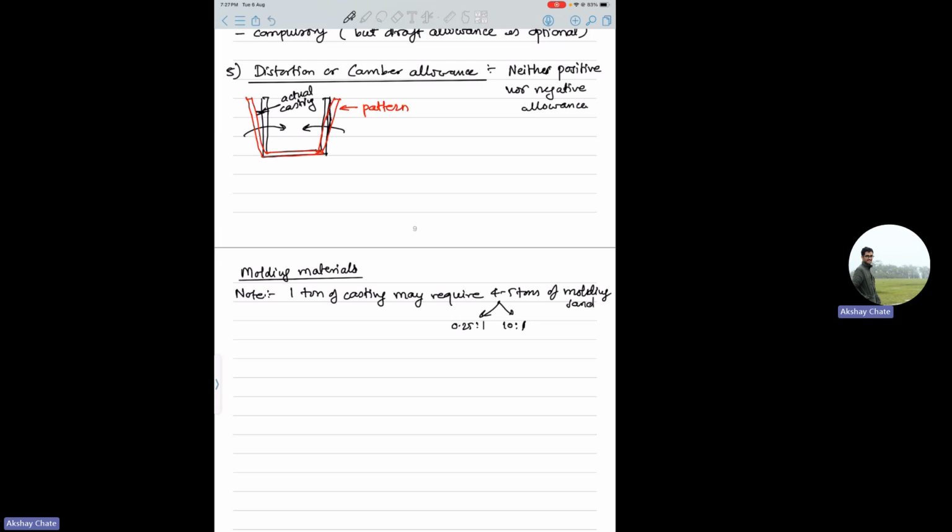So this is your sand to metal ratio. On an average it is between 4 to 5, but it can be as low as 0.25 or as high as 10:1. So that is one important number. It will be directly asked in your one-liners.